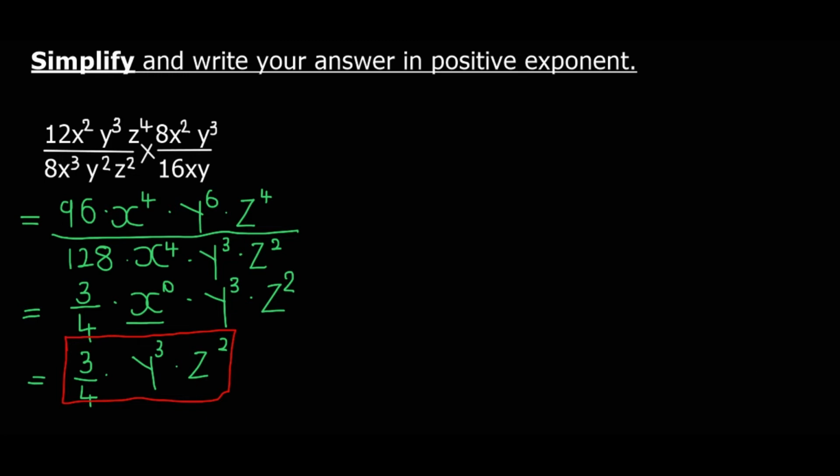Someone might solve this problem in this way. You can start by dividing 12 by 8, and then dividing x squared by x cubed, and then using this law as we used before. But at the end we get the same answer. Now I prefer this method. I think this one is very easy and we can't be confused, because we focus on the numerator and then after that we focus on the denominator. So it will be easier to work this way. Anyway, let's look at our next problem.